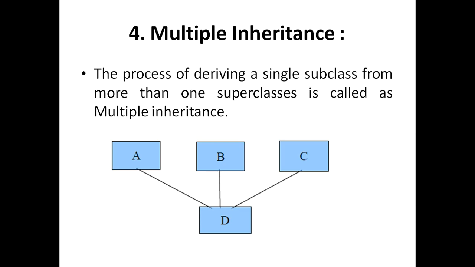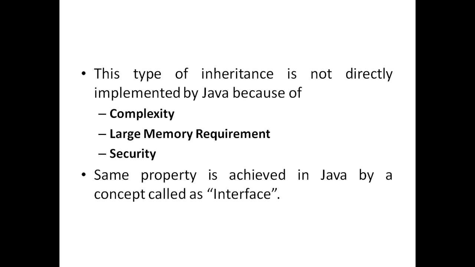The fourth type of inheritance is called multiple inheritance. The process of deriving a single subclass from more than one superclass is called multiple inheritance. As you can see in the figure, there are three superclasses A, B, C, and from these three superclasses, we have derived a class called D. So now D is one derived class from the superclasses A, B, C. This type of inheritance we call multiple inheritance.